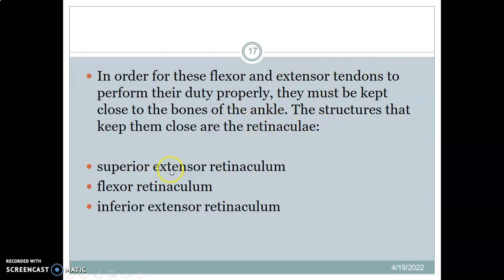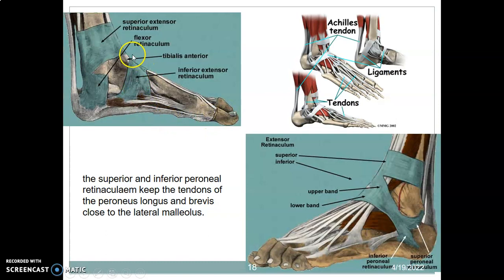So we have the extensor retinacula on the extensor aspect of the foot, and the flexor retinacula around the tarsal tunnel. The extensor retinacula is divided into superior and inferior. They prevent bowstringing of the tendons and keep them close to the bones. So these are the superior and inferior extensor retinacula, and this is your flexor retinacula, the tarsal tunnel.